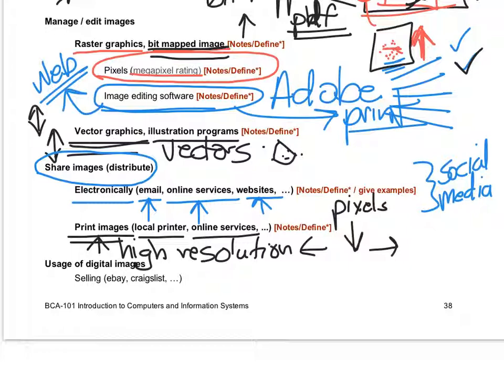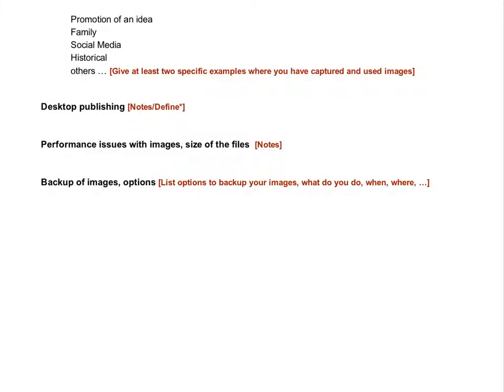What can we use it for? Well, people sell things on eBay and so forth. Promotions of an idea, we talked about that. Just family, social media, historical purpose. There are literally probably 1,000 different ways you can use an image and so forth. So you can give some more.